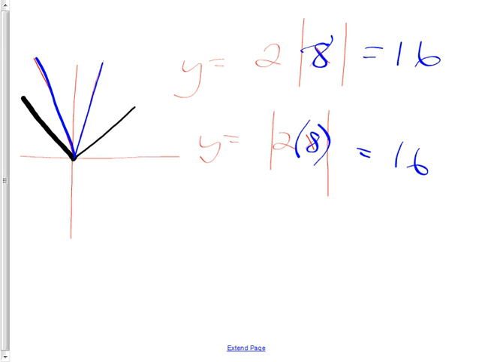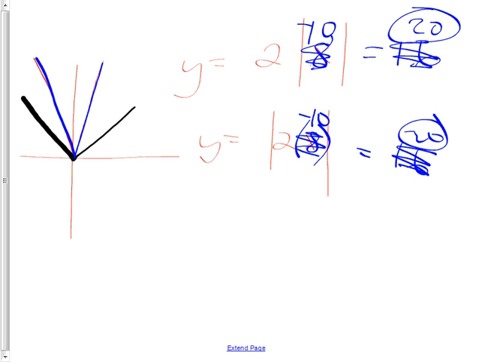Put in another number, like 10. See what happens if I put in 10. That's going to be 20, and this is still going to be 20. Either way, it's 20. How about if I put in a negative number, like negative 10? 2 times the absolute value will be 20, and it's still going to be 20. Same exact thing. If it keeps coming out with the same answer, it is the same function. So it doesn't matter if it's on the inside or the outside.